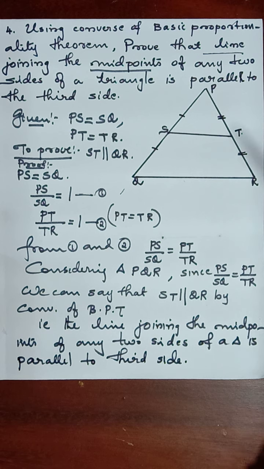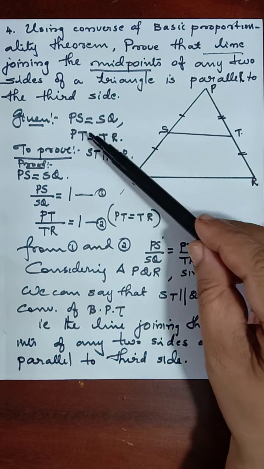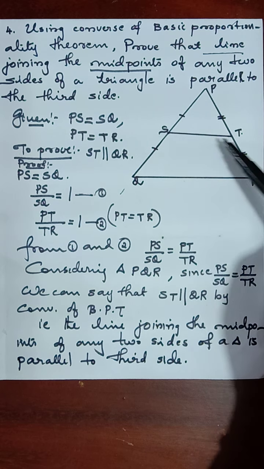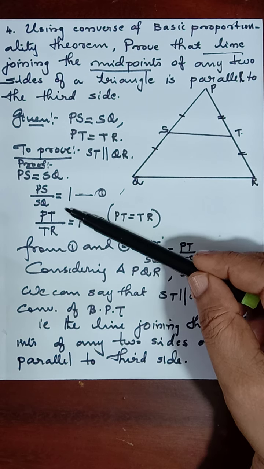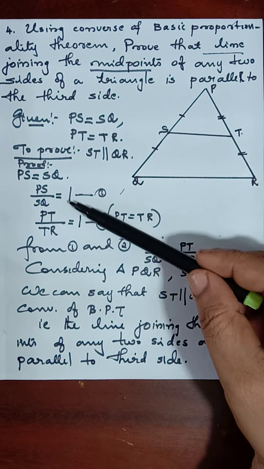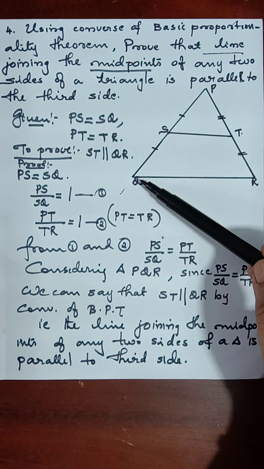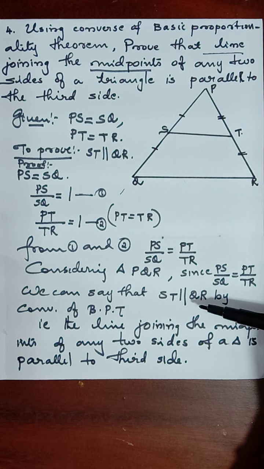Hope you understood. Here the point is as S is the midpoint, T is the midpoint. So PS and SQ are equal. PT and TR are equal. If they are equal, we must prove that ST parallel to QR. So PS by SQ I have taken. We saw that it is equal to 1. PT by TR ratio I took equal to 1. If both are equal to 1, they are equal to each other. PS by SQ is equal to PT by TR. That means by converse of basic proportionality theorem, if ratios are equal, we say that ST parallel to QR.